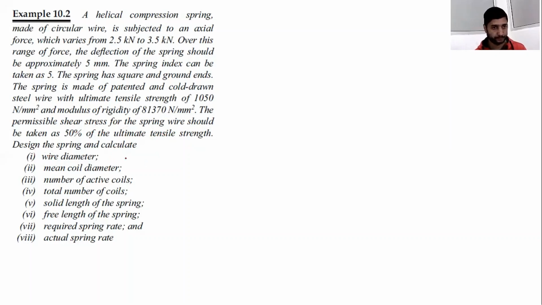Now we need to find out or design the spring and calculate wire diameter, mean coil diameter, number of active coils, total number of coils, solid length, यहाँ पे solid length पूछी हुई है, free length, required spring rate. Now what is spring rate? Spring rate is small k, capital K is your Wahl factor. So spring rate, spring constant, rate of spring, all these terms are synonyms. So force per unit deflection, that is your spring rate को निकालना हमने. तो required and actual दोनों, ये मैं बताता हूँ आपको कैसे करना है.